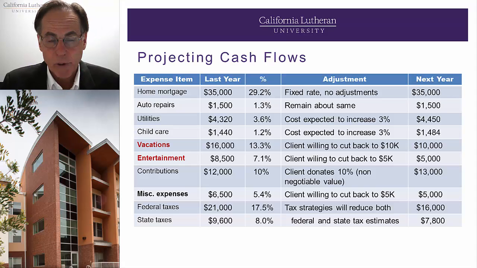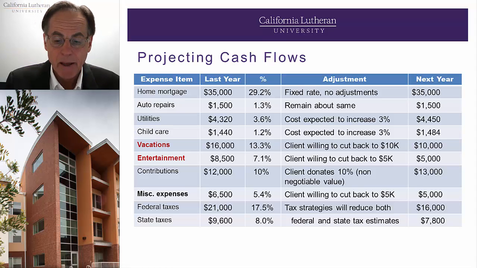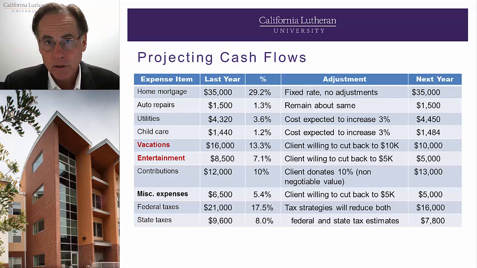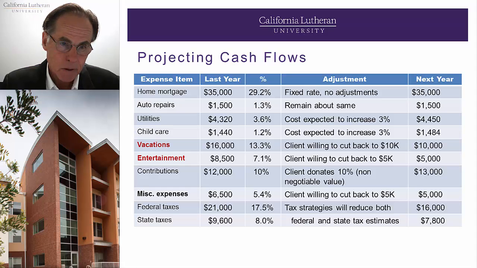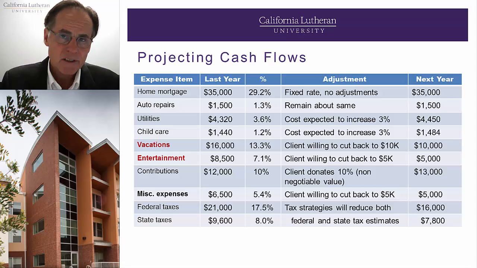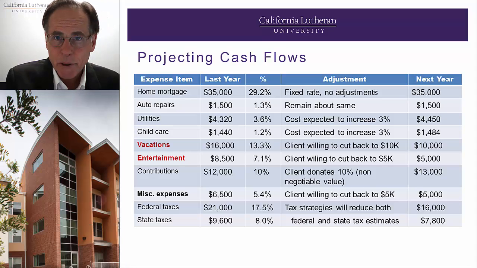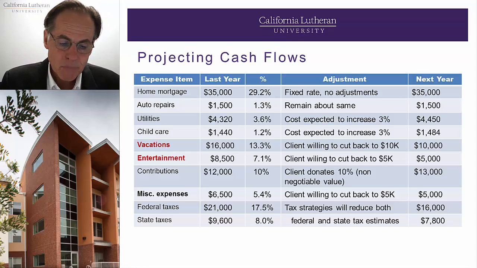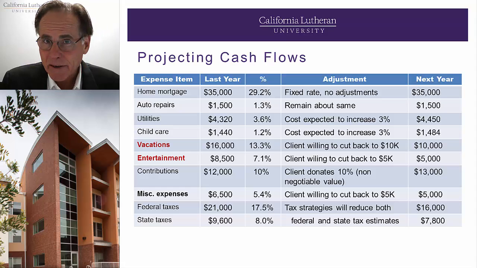Let's examine this draft pro forma cash flow statement. The home mortgage is a fixed expense, so the expense in the prior period and the future period remains at $35,000. Not knowing what to expect about the car expenses, I'm assuming that expense is going to remain about the same, $1,500. The utilities and child care expense are variable, and you see that I've adjusted the prior period numbers by the cost of living index.